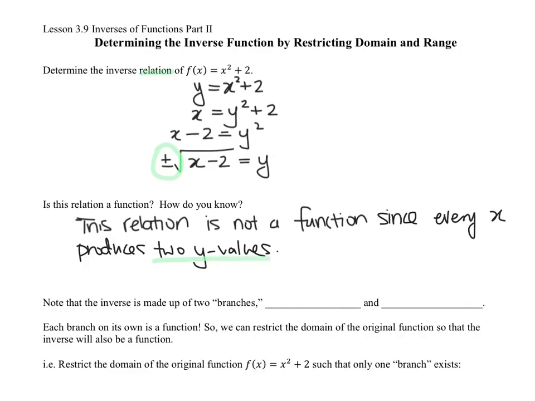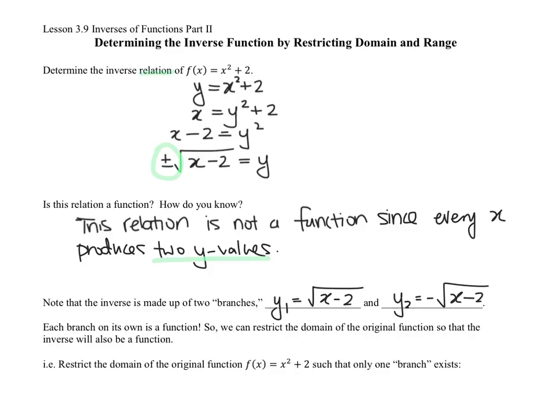However, if you look at the inverse relation separately as two separate branches, then that means that we could write this as the first branch, y1, as positive root x minus 2, and then the second branch, y2, as negative root x minus 2. And each branch, y1 and y2, would be a function on its own. So what that really means is we can restrict the domain of the original function so that the inverse will also be a function as well.